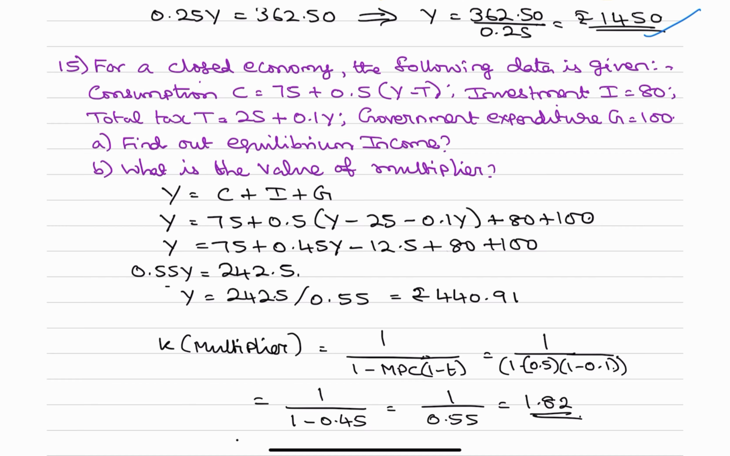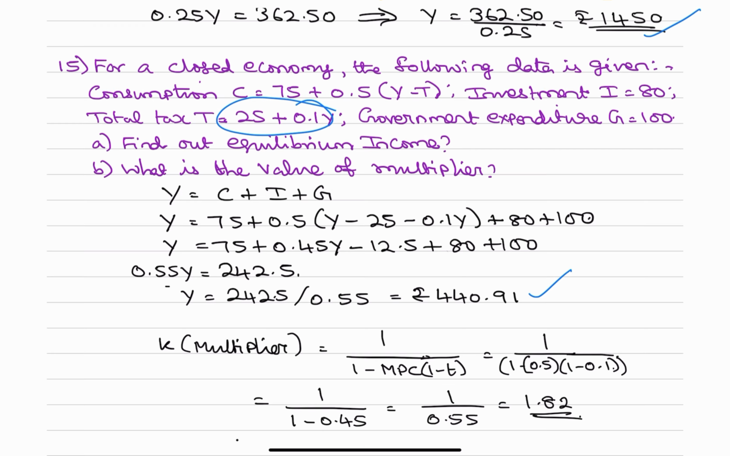In equilibrium, Y is equal to C plus I plus G. Then Y is equal to consumption function is substituted. That is for C, it is 75 plus 0.5 Y minus T. For T also, we are substituting the value of the function T. After substituting all this, you get value 440.91. Then the value of the multiplier, that is 1 divided by 1 minus MPC into 1 minus T.